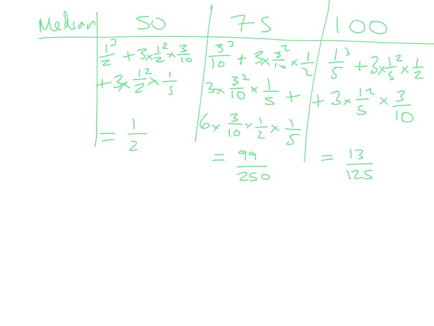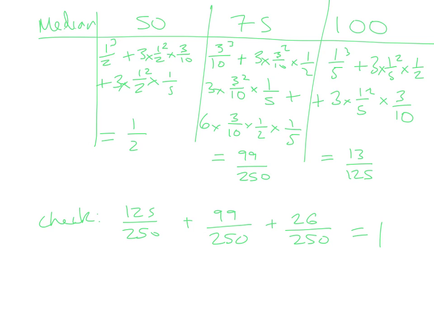So if I make the common denominator 250, a half is 125 over 250. This one is 99 over 250, and then this one will be 26 over 250, and that does indeed equal 1. So that was just to check if my answers added up to 1, which means that I have done all of the question correctly.